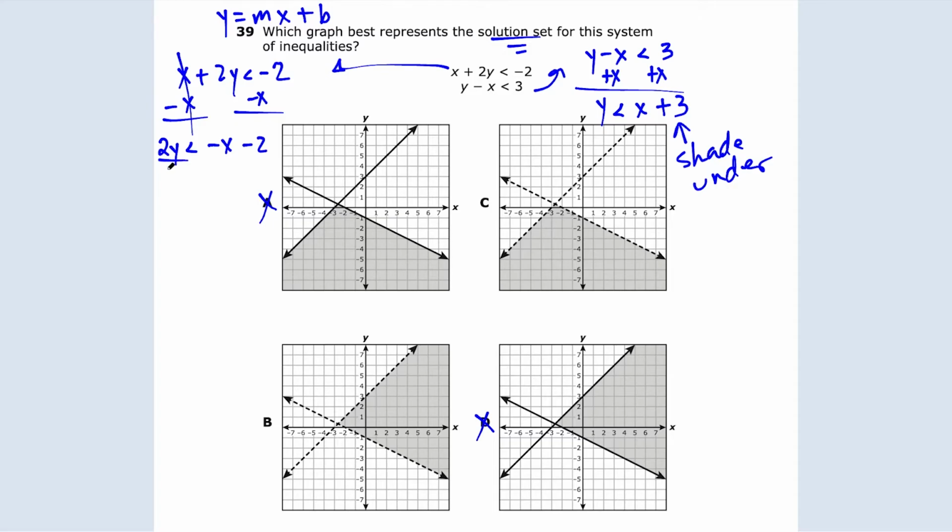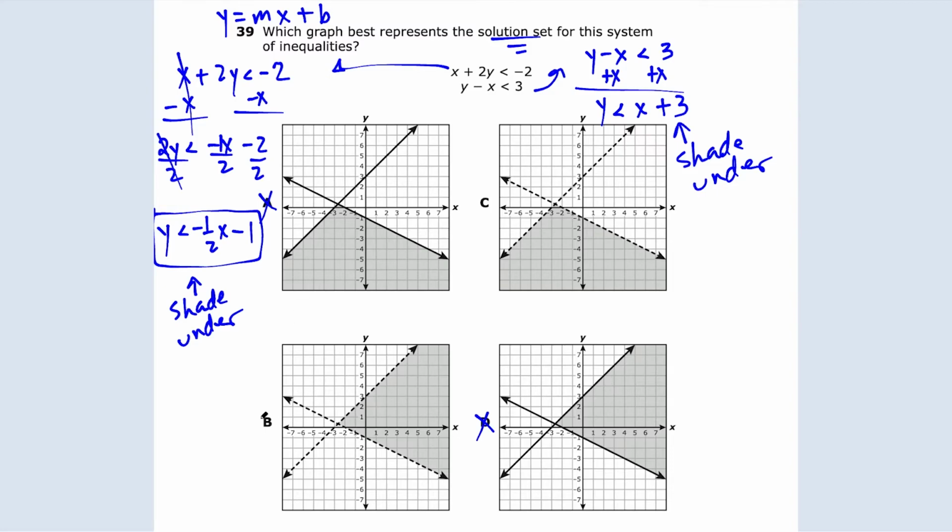And now I'm going to divide both sides by 2. But to accomplish this, I'm going to divide everything on the right side by 2. So I have y is less than, and there's an invisible 1 in front, so I would have negative 1/2 x, and then minus 2 divided by 2 is 1. So this is my second inequality, and notice it's another less than, which tells us to shade under. So I'm looking for the answer choice where both lines involved were shading under.